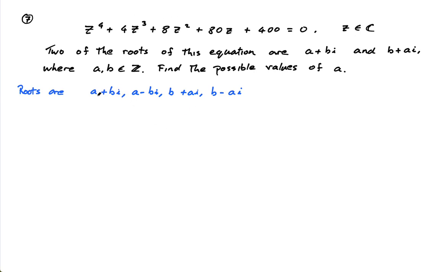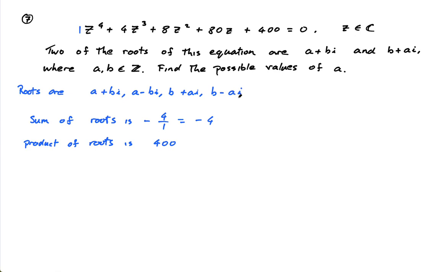So what can we do with that? Well, we can say that the sum of the roots is minus this over this. This is from our sum of roots formula, also in the formula booklet. So sum of roots is minus 4 over 1. And the product of roots is this over 1, which is 400 over 1, which is just 400. So this is minus 4, and this is 400.